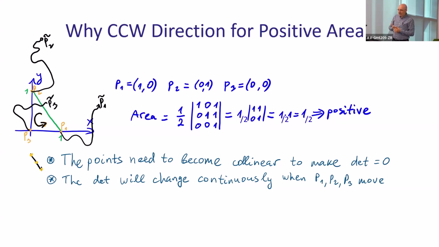Which means that the computed value, which is some combination of these numbers multiplied by each other, is also changing continuously. So the determinant is also changing continuously somehow. So what is the condition on the determinant for it to change sign? To get from positive to negative, you need to cross some number. What would be that number?